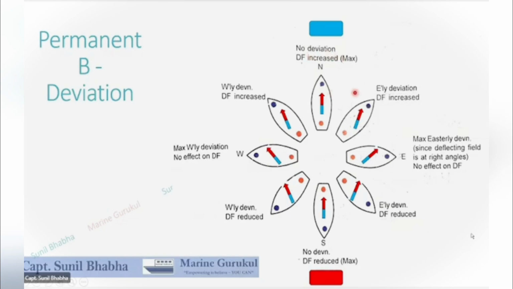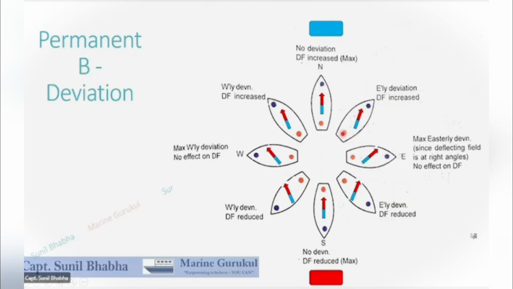Let's now assume the vessel has moved to a northeasterly heading in this particular direction. Now the blue pole has gone northeast of the compass, and this blue pole is going to attract the red pole of our compass, and the compass is going to deviate towards east. So you have an easterly deviation.